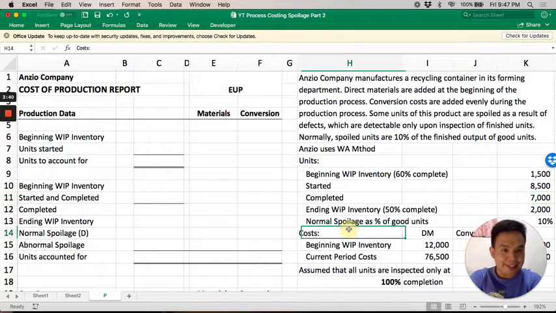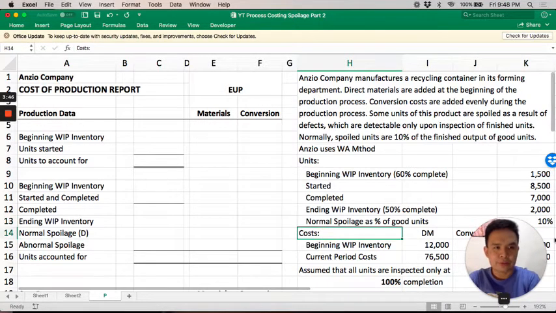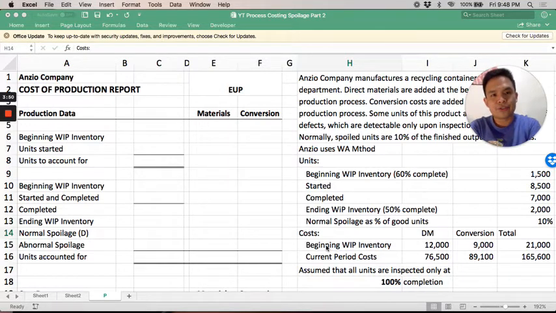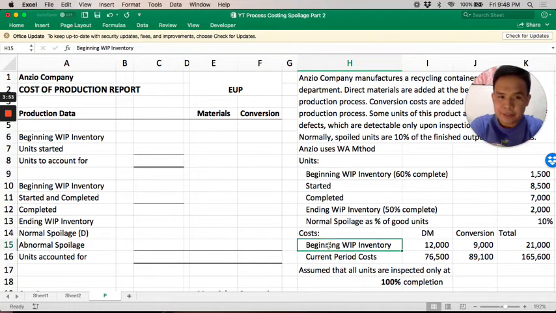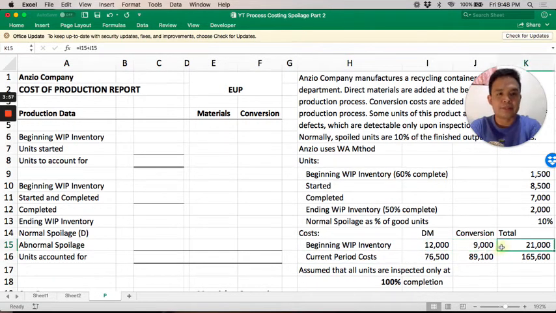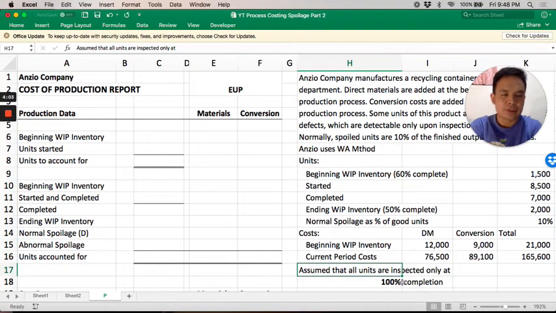Yung normal spoilage daw as of the percent of good units is 10%. So, yun ang threshold ng normal. After that, yung cost. No, tingnan natin yan. You can see the costs. As usual, the beginning work in process cost and the current period cost, materials and conversion. So, it's there. I-reiterate ko lang that the units are inspected at 100% completion. That's the simplest. Let's look at that first kasi that's easiest.